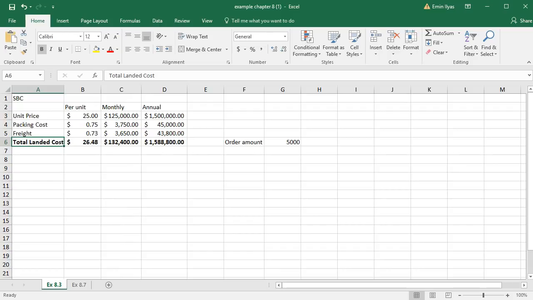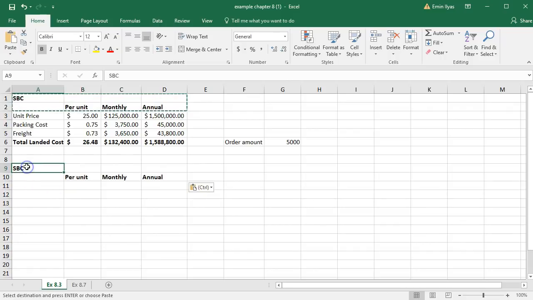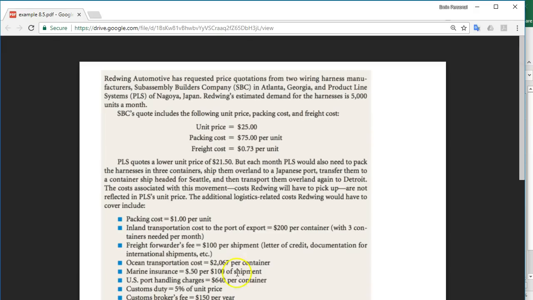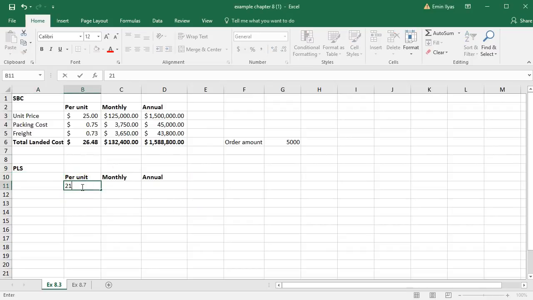Now let's do the same for the Japanese company, but this time we will have more costs to consider. Just copy this structure from here and paste it here, and here type PLS. So our unit price here will be 21.5, and monthly it's going to be 21.5 times the number of units fixed, and annual will be this times 12.